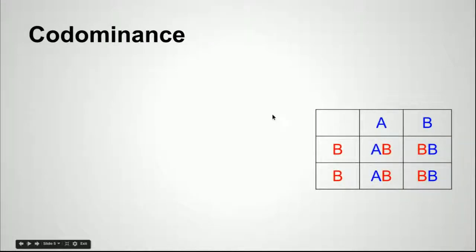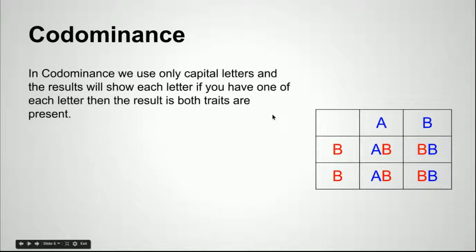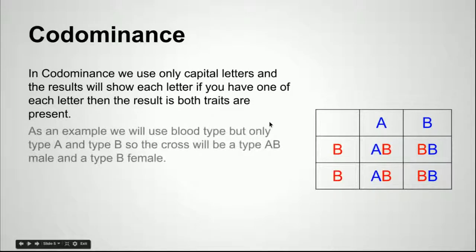Codominance. Codominance is where you're going to wind up with both traits showing up. So both traits are going to be listed with capital letters, and we're going to use blood type as our example. So in blood type, type A and B are codominant. We're not going to deal with O because it's recessive, and we're doing codominance at the moment.